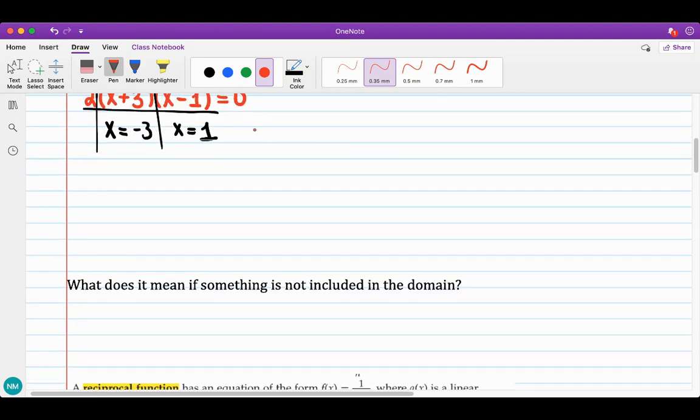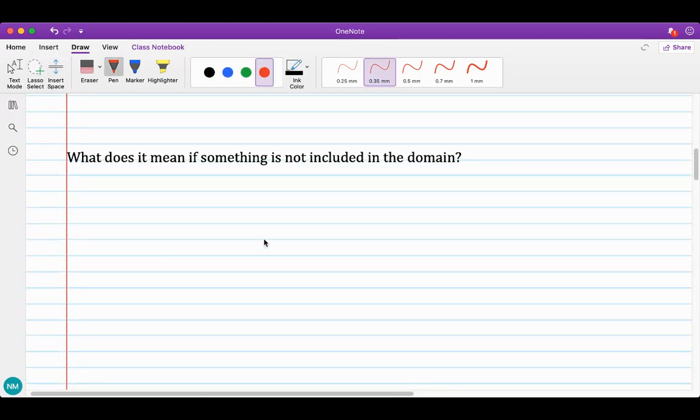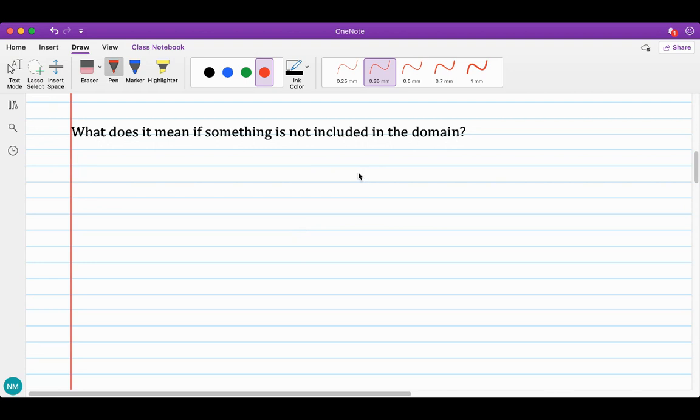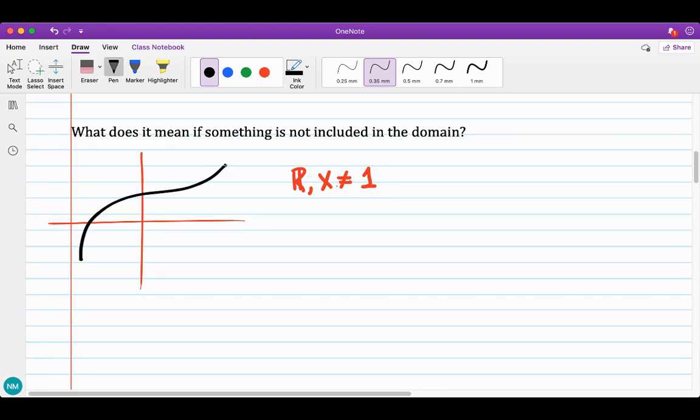All right, so the question is now, what does it mean if something is not included in the domain? Yes, we know that it makes the function undefined, but what does that mean for the graph of that function? If I have a function and let's say the domain is all real numbers except x cannot equal 1, this cannot be the graph of the function because here at 1, the function exists.